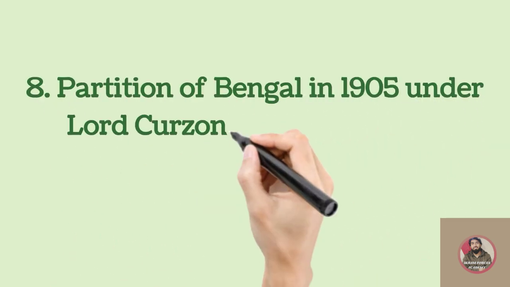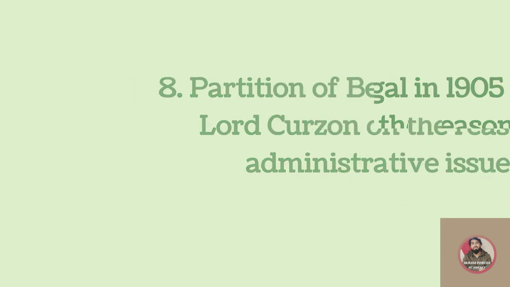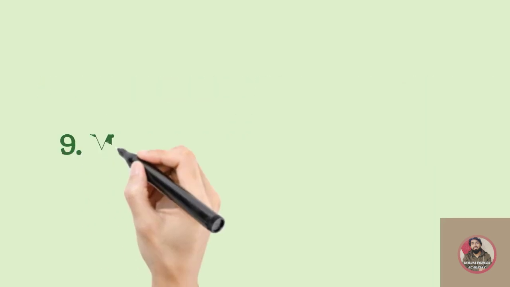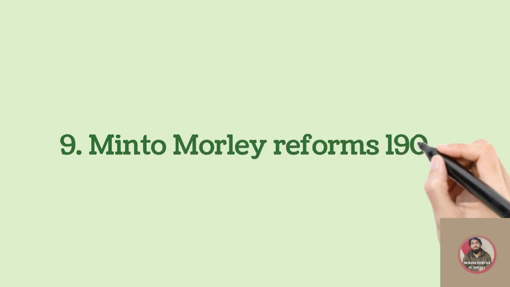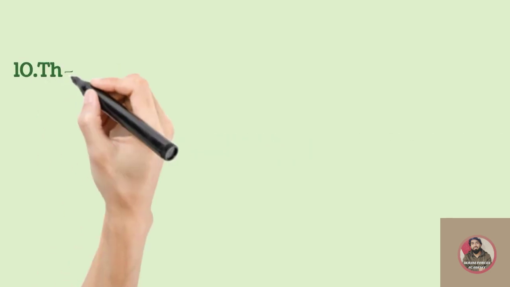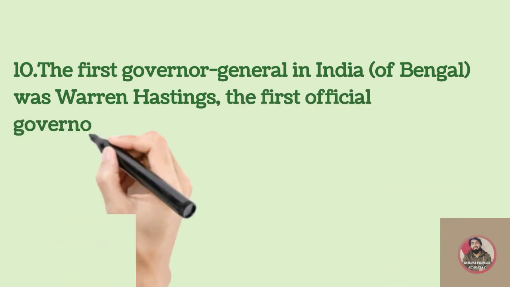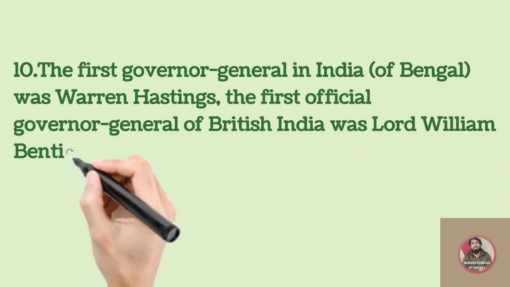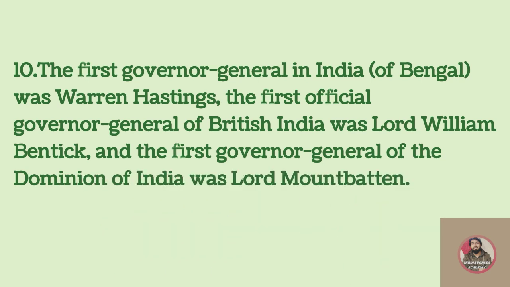Partition of Bengal in 1905 under Lord Curzon on the reason of administrative issues. Minto-Morley reforms came in 1909. The first Governor General of Bengal was Warren Hastings. The first official Governor General of British India was Lord William Bentinck, and the first Governor General of the Dominion of India was Lord Mountbatten.